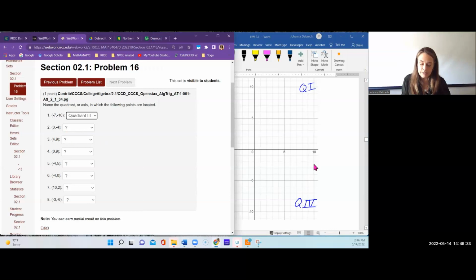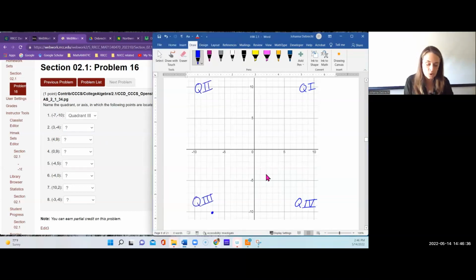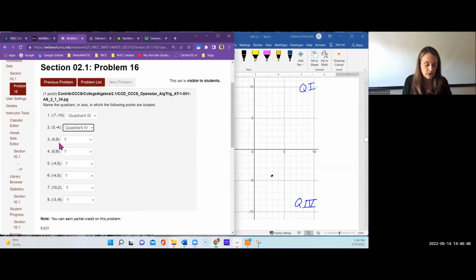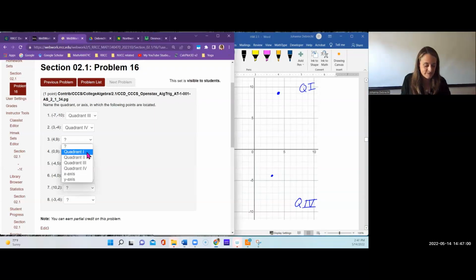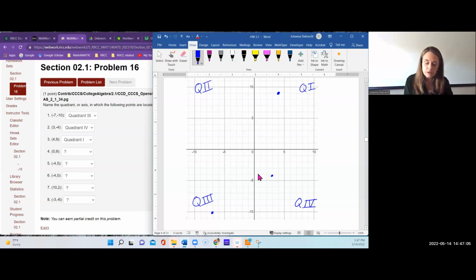Let's look at 3, -4. I go right 3, down 4. Since it went to the right and down, it's in quadrant 4. 4, 9. I'm going to go to the right 4 and up 9. And that puts it squarely in quadrant 1, our favorite, because everything's positive. 0, 9. Uh-oh. Don't go left or right. Go up 9. That is on the y-axis.